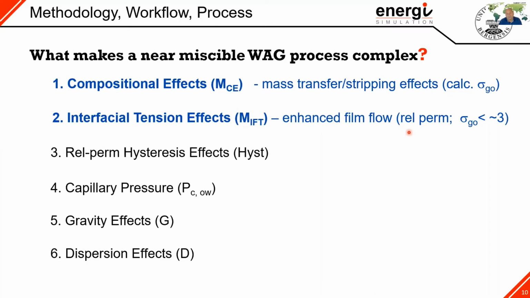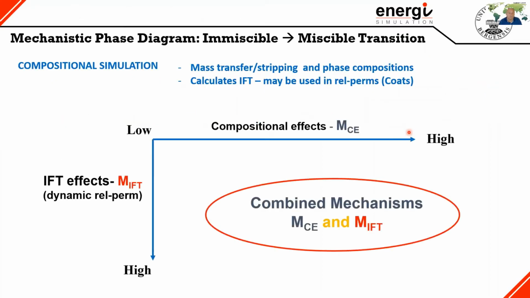So we have tried out a simulation of these issues, and here is just an illustration of saying, okay, we have compositional effect, high compositional effect, low compositional effect, and on the vertical axis we have then low IFT effects and high IFT effects. And we're also comparing these, combining these two mechanisms at the same time.